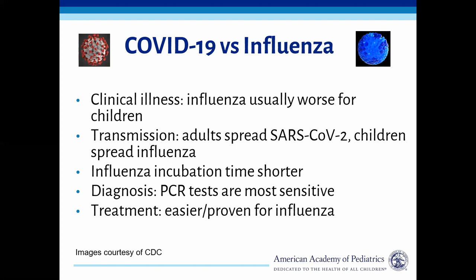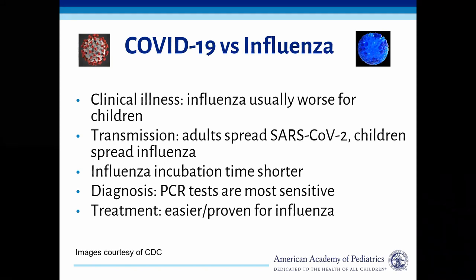Let's talk about COVID versus influenza. So the clinical illness, we said it's worse. Influenza is worse for children, for most children, than COVID-19. For transmission, adults are the ones generally spreading SARS-CoV-2, the cause of COVID-19, whereas children are clearly the transmitters of influenza. Influenza incubation time is much shorter than COVID-19. So it's 1 to 3 days versus the usual of 5 to 6 days for COVID-19 and up to 2 weeks.